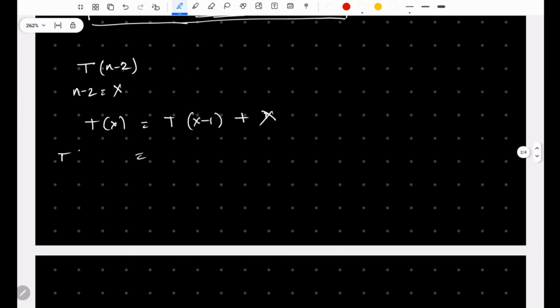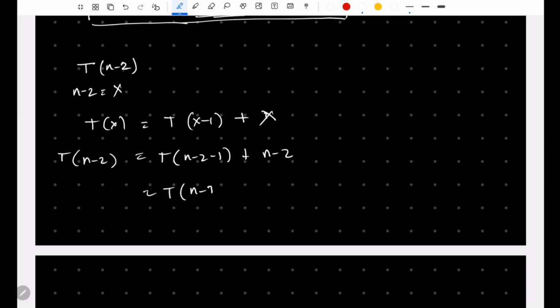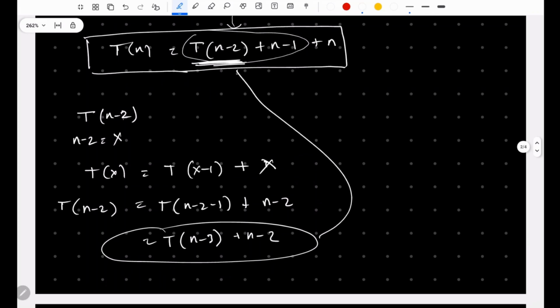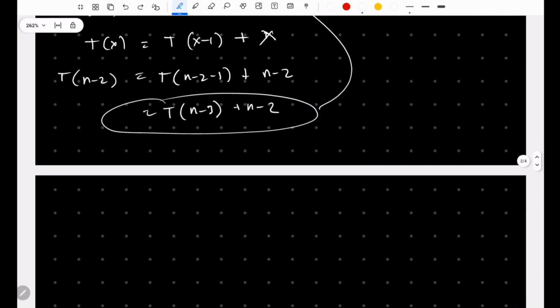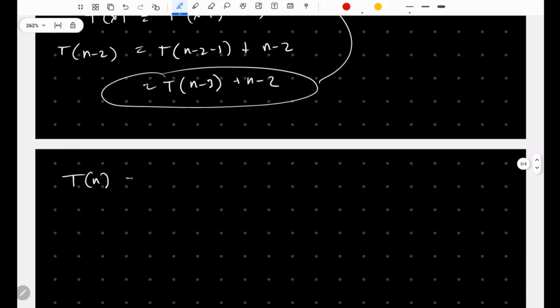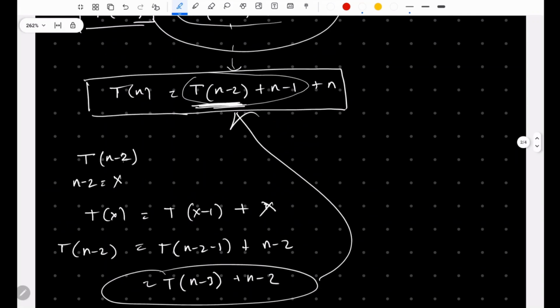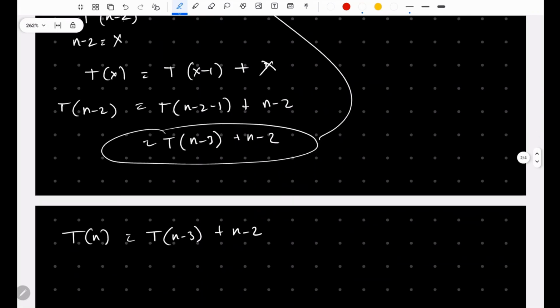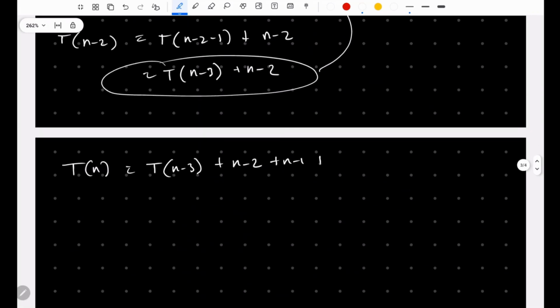So T of x we know, n minus 2. T of n minus 2 minus 1 plus n minus 2. So we'll get T of n minus 3 plus n minus 2. So we will substitute the value of this in this. So let's see what we get after substituting. So this will be T of n is equal to T of n minus 3 plus n minus 2, and previously we had n minus 1 plus n. So those things will be there, plus n minus 1 plus n.